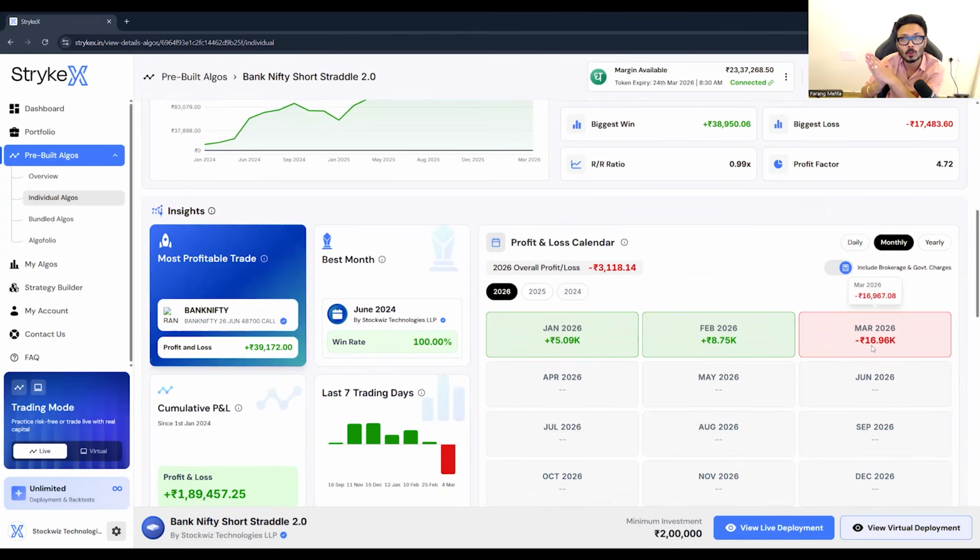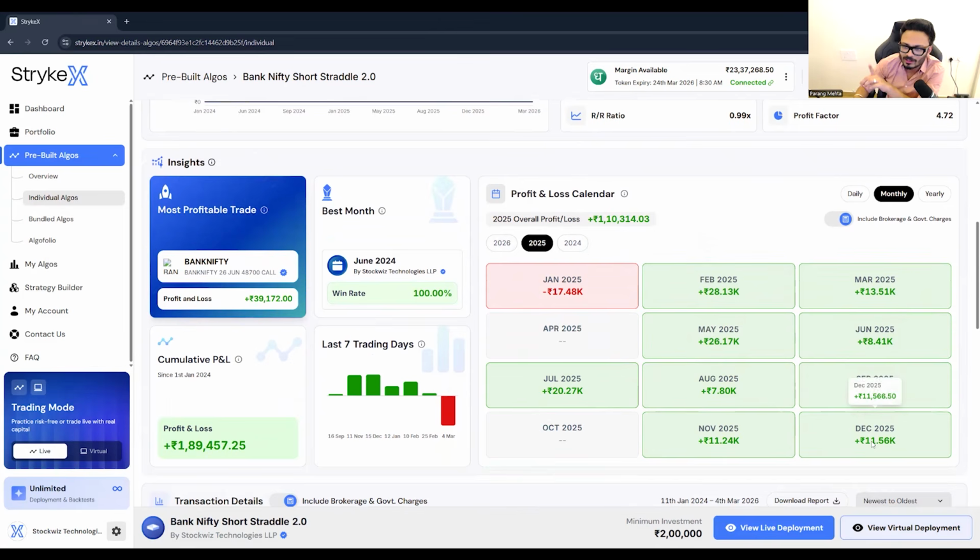So I told you, option selling strategies are short on volatility. They will make money if there is no volatility. But in the month of March 2026, there was very high volatility. So this strategy lost money. In February, it made 4%. In January, it made 2.5%. In 2025, it consistently made money in all months.